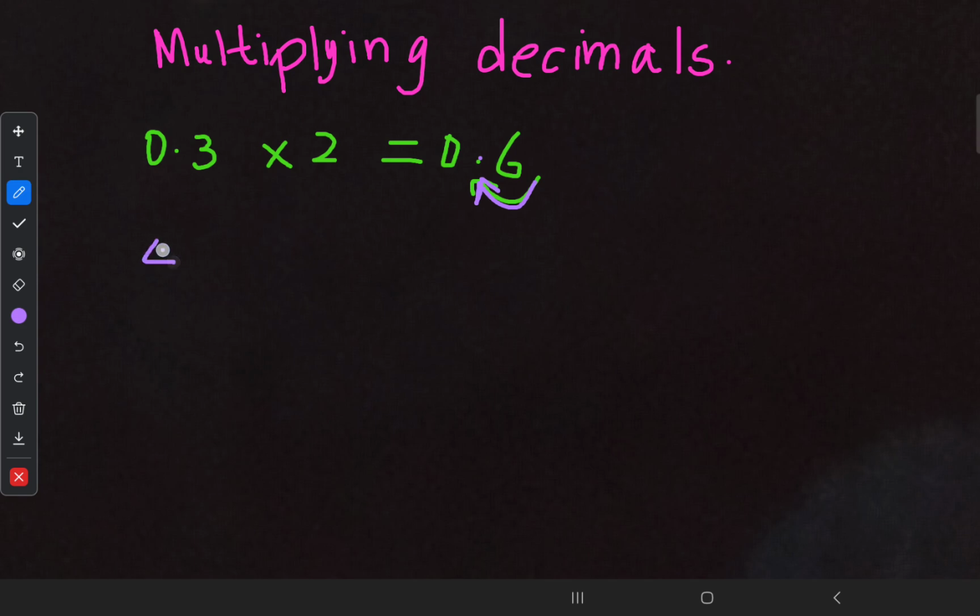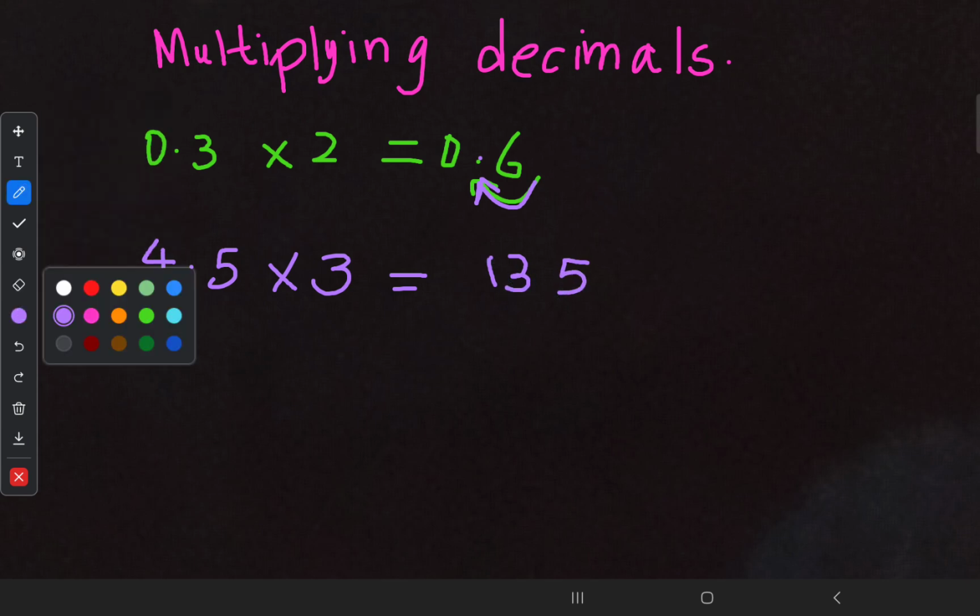Let's do one more example. 4.5 multiplied with 3. So this is 135. You can multiply the numbers only. Then we just multiply the numerical values. Here you can see 4.5 means only one digit after the decimal point. So from its last, you have to place the decimal one digit before. So your answer should be 13.5.